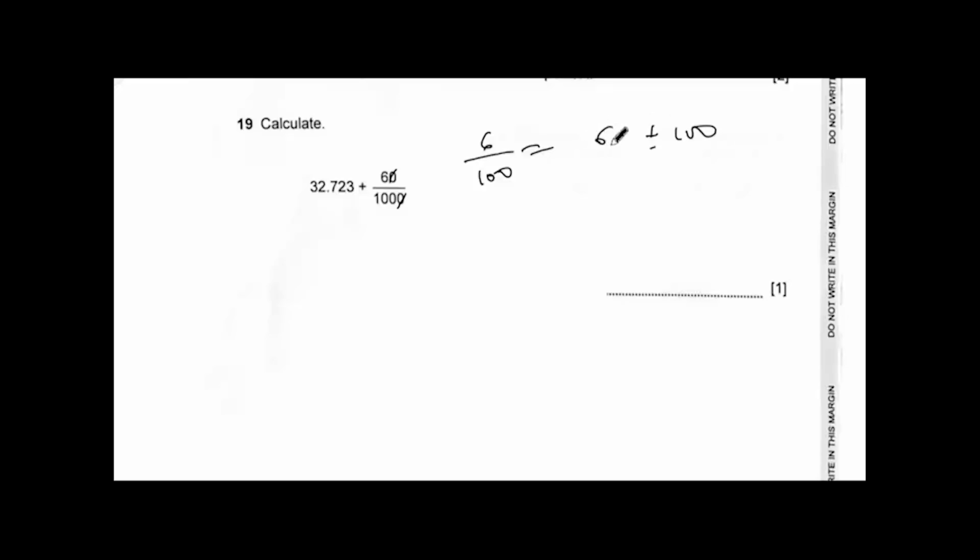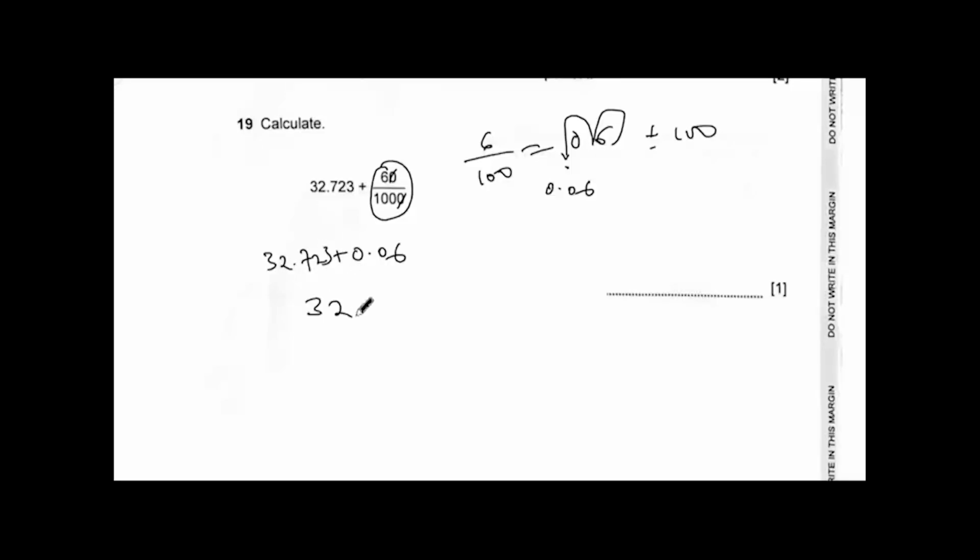Now the decimal point is here, so we need to shift it backward 2 times, 1 and 2. So that means the decimal point is now here. So we need to fill up this with 0. That means it is the same thing as 0.06. So this particular number here is the same thing as 0.06. So let's add it to 32.723. Let's add them together.